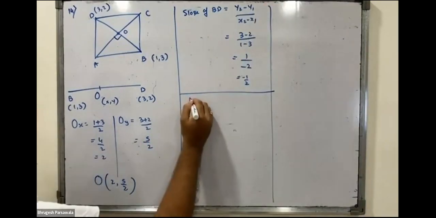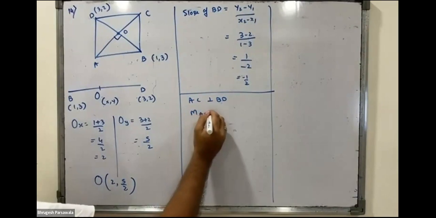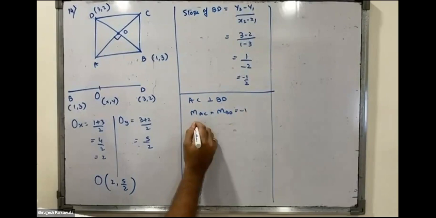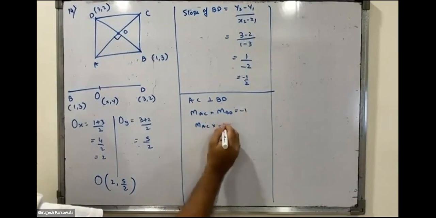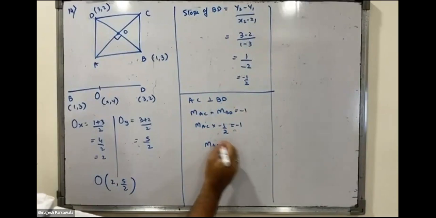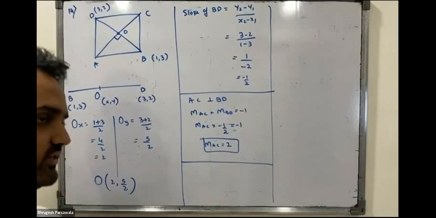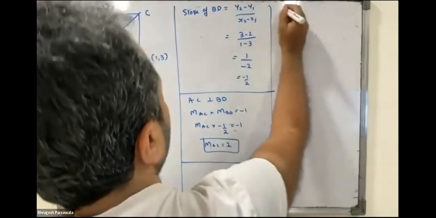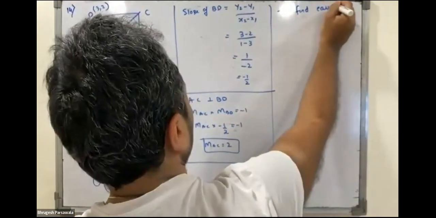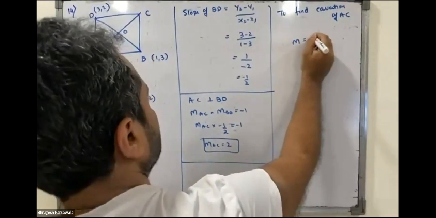Beta, AC is perpendicular to BD. Slope of AC into slope of BD is minus 1. Slope of AC is 2. Okay, beta? Understood? ठीक है? To find the equation of AC बेटा, equation of AC ढूंढने के लिए slope तो मेरा ready है, 2.